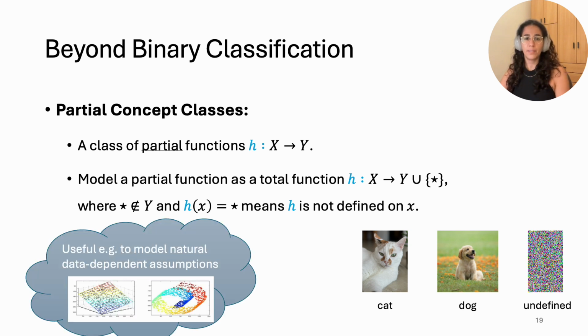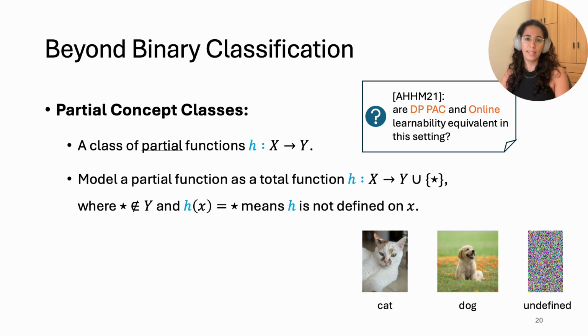This setting is particularly useful to model natural data-dependent assumptions. For example, imagine that the domain is a high-dimensional space, but actually all data points lie on a low-dimensional surface. The label of points outside of the surface can be treated as undefined.